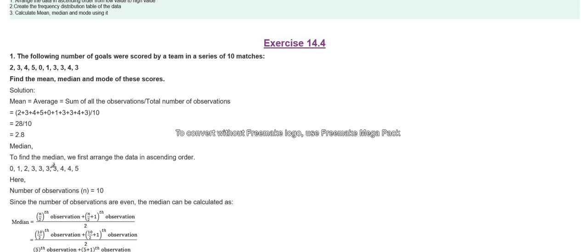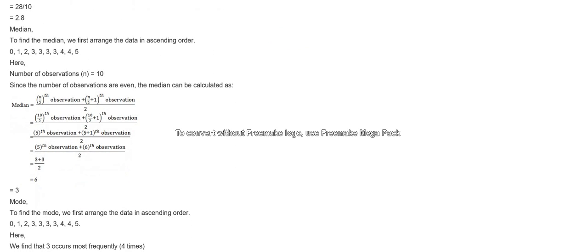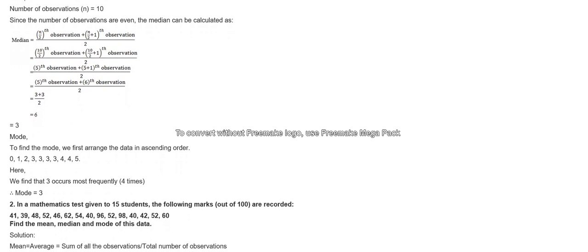Okay, now for the median, we have arranged them in the ascending order. After arranging them in the ascending order, we are finding that the total number of observations is 10. It is even. So we are using the formula given here. And while solving, we are finding that it is 3 only. Okay. Yes. Now mode. After arranging the data, we are finding out that the frequency of 3 is most, means 3 occurs most frequently. 3 has the highest frequency, that is 4 times. So mode is 3. So this is our question number first.